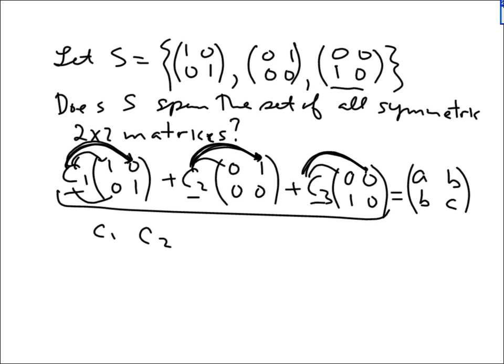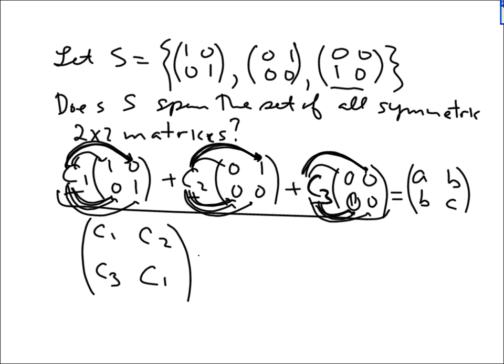C1 times 0 is 0. C2 times 0 is 0. C3 times 1 is C3. 0 plus 0 plus C3 is C3. And then you get C1 plus 0 plus 0, which is C1.